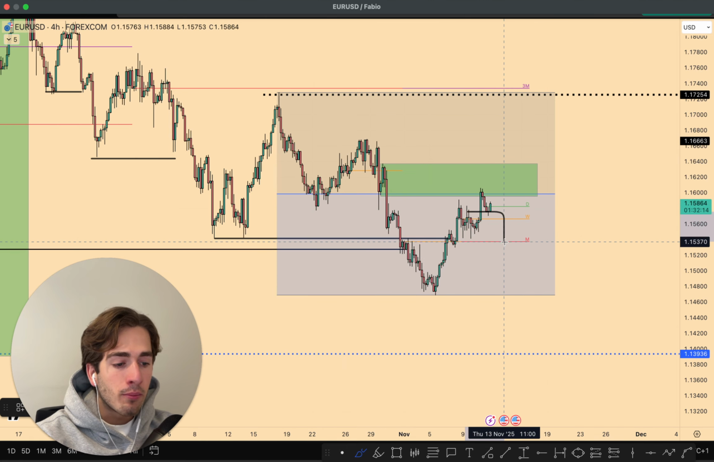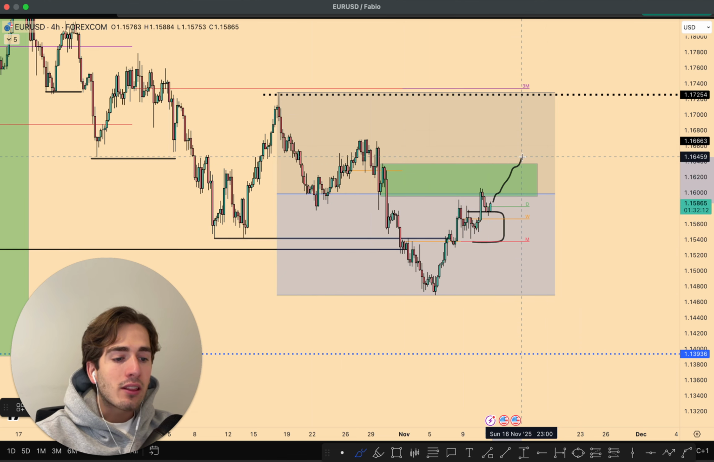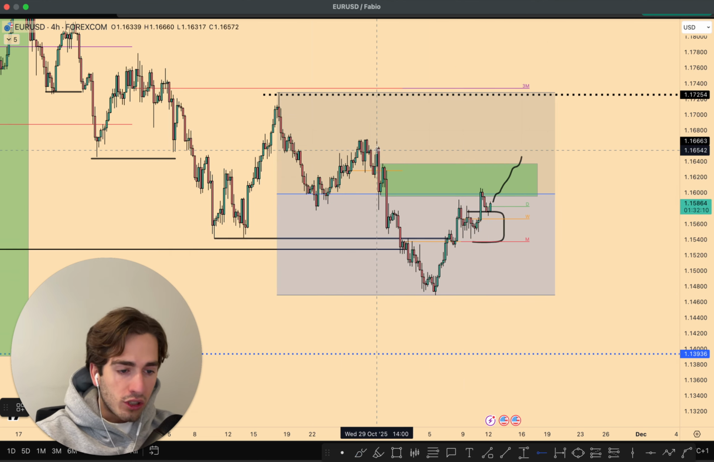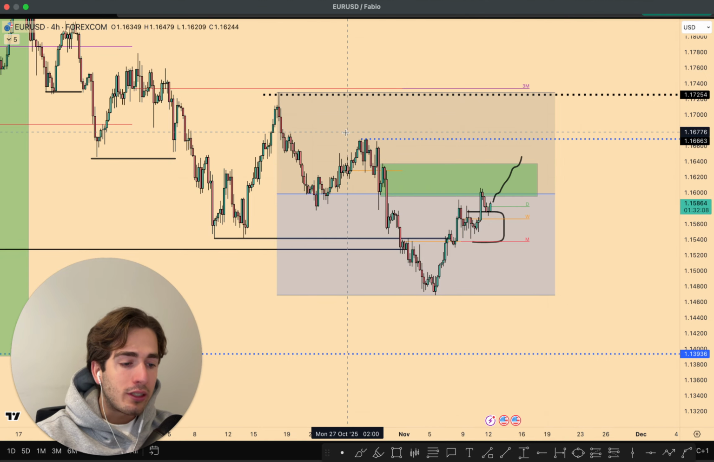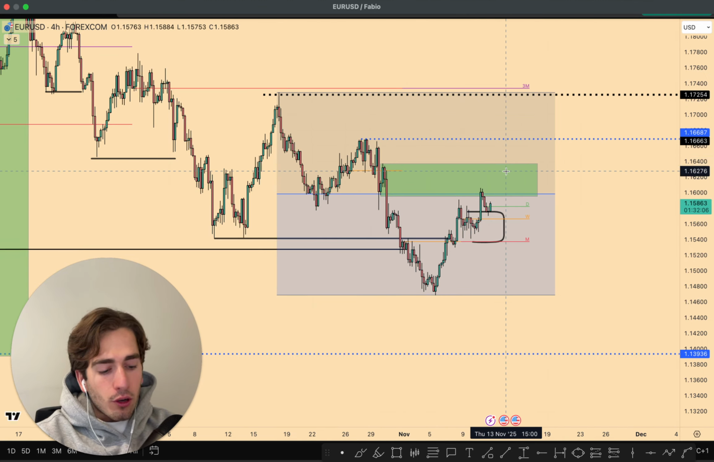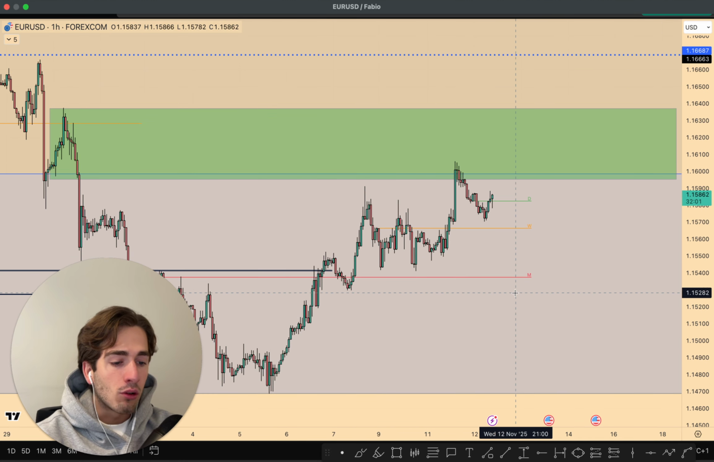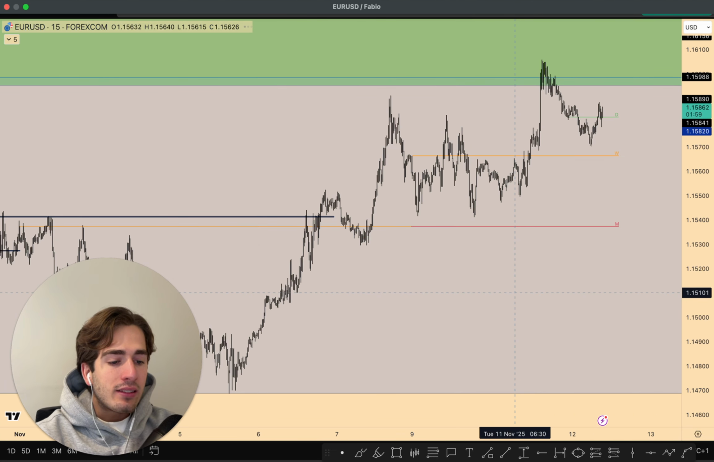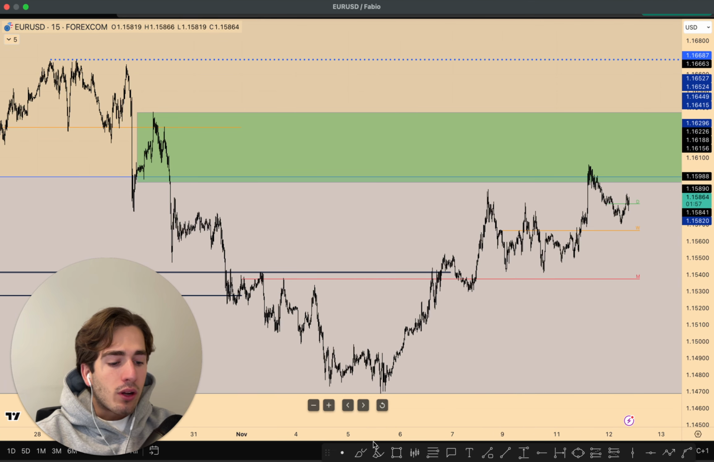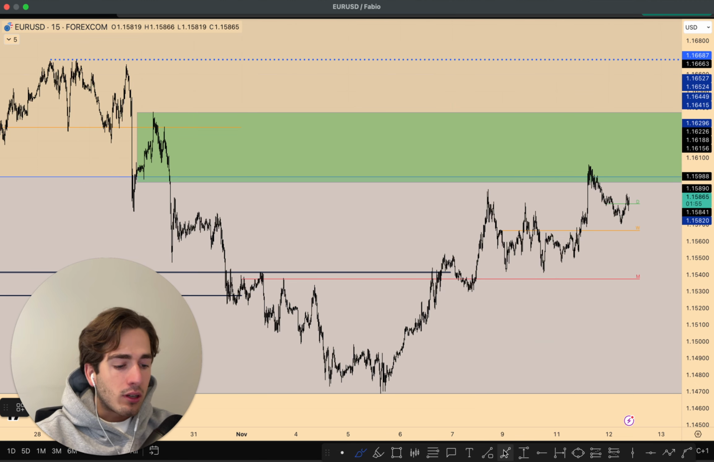Otherwise, until then, demand remains in control, and we can expect the market still to push up higher towards the overall next liquidity high, which is situated right over here. So if you're currently trading the lower time frame, the main focus should be on longs and longs only. If we look at the 15 minutes, we can very clearly see here that we are bullish. So I'm just going to keep it nice and simple for you guys.